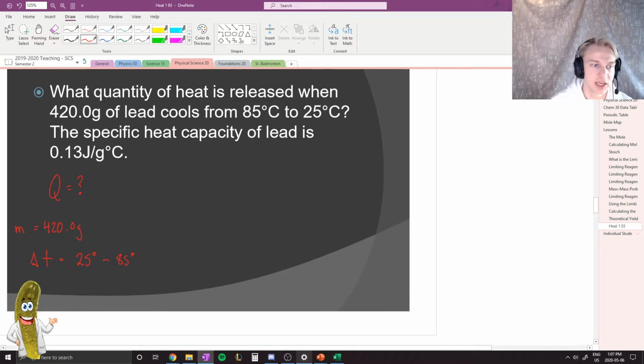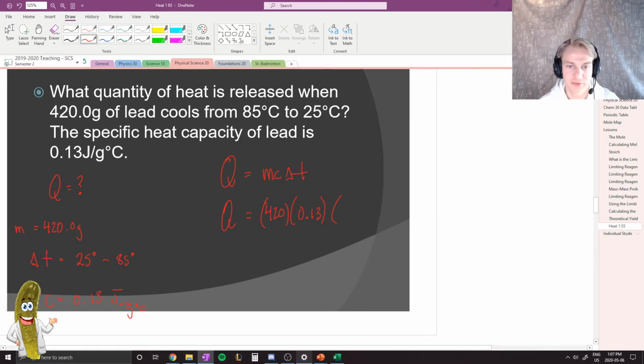The specific heat capacity, again, I said I'd give you that value, is 0.13 joules per gram degrees Celsius. So we can plug all those values in here. Q is equal to mc delta T. Q is going to be, the mass is 420. The C, the specific heat capacity, is 0.13.